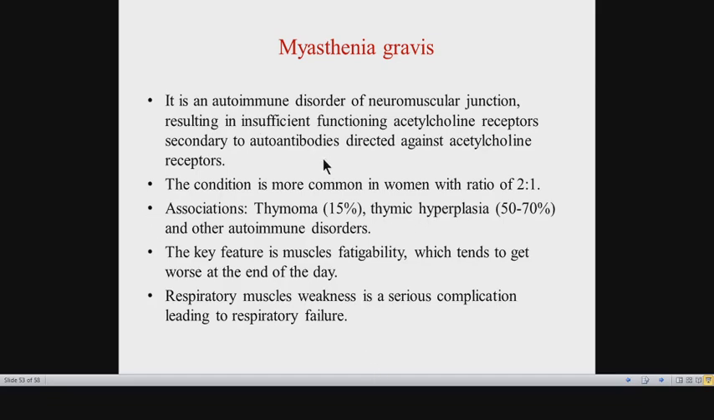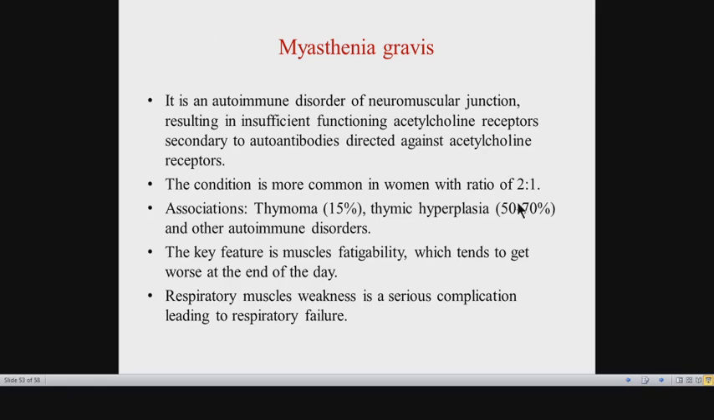This condition is more common in women with a ratio of 2:1, and it has a characteristic bimodal distribution. Bimodal distribution means myasthenia gravis affects different age groups in females and different age groups in males. It's more common in females, but it still can affect males. In females, myasthenia gravis usually affects young females between 20 to 30 years old. While in males, it tends to affect older males between the age of 60 to 70 years. And this is called bimodal distribution.